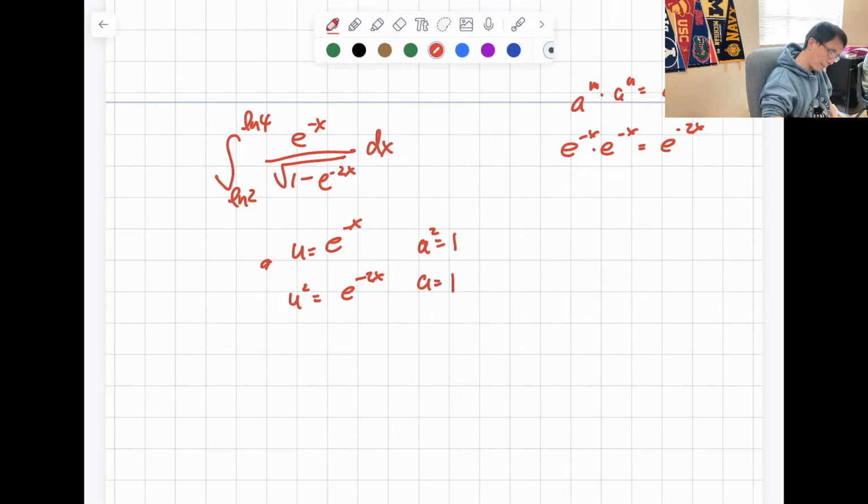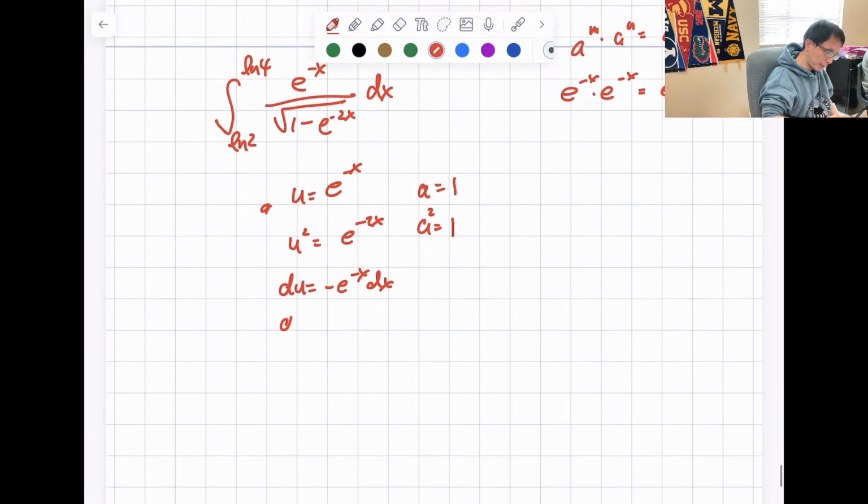So, is that okay? Now I'm gonna do du as well. What is du? Dx. Don't forget dx. A lot of you guys forget dx. Because du over negative e to the negative x is equal to dx. Now what else I have to do? Change your bound and just do it in terms of u, right?